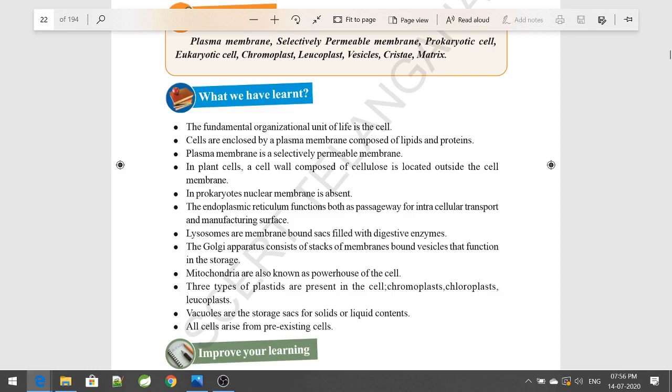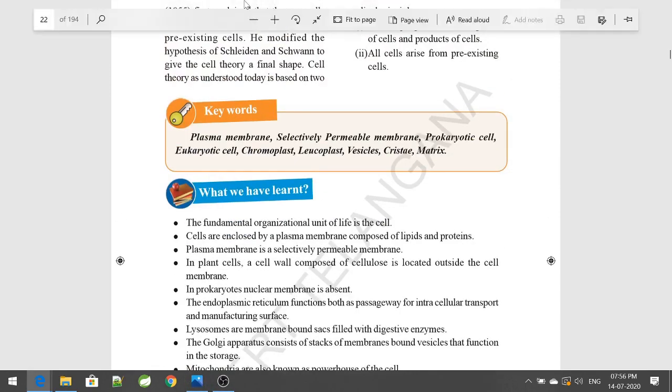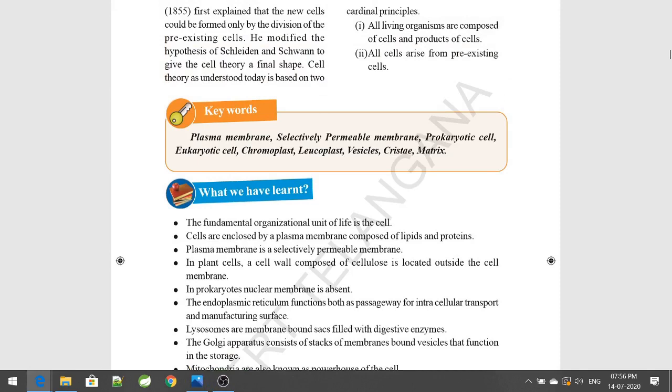Mitochondria are also known as the powerhouse of the cell. Three types of plastids are present in the cell: chloroplast, chromoplast, and leucoplast. Vacuoles are the storage sacs for solids or liquid contents. All cells arise from pre-existing cells. Here I will show you one more thing. These are the keys: plasma membrane, selectively permeable membrane, prokaryotic cell, eukaryotic cell, chromoplast, leucoplast, vesicles, cristae, matrix.